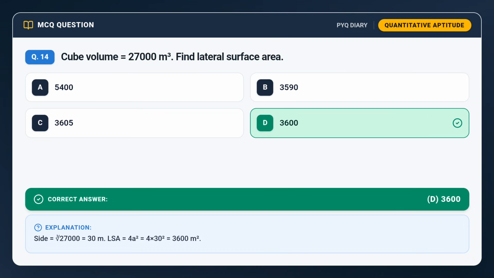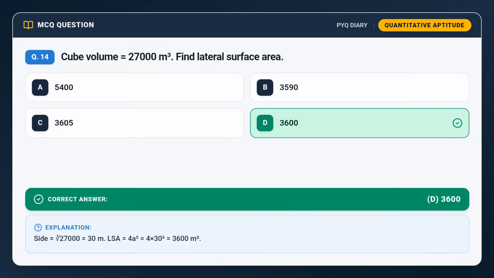Question number 14. The volume of a cube is 27,000 cubic meters. Find its lateral surface area. Your options are A, 5,400, B, 3,590, C, 3,605, and D, 3,600. The correct answer is option D, 3,600.